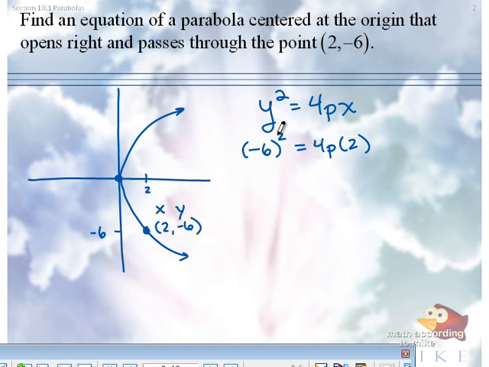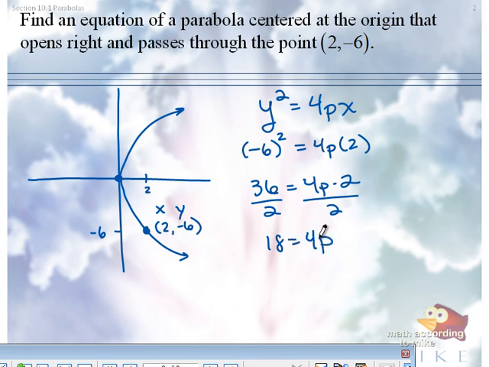So (-6) squared would be 36 equals 4P times 2. So how would you finish solving for 4P? You divide by 2. Good. So 18 is 4P. So if you wanted to find P, you would divide by 4. You would get 9/2. But for us, you're going to go back to this equation here.